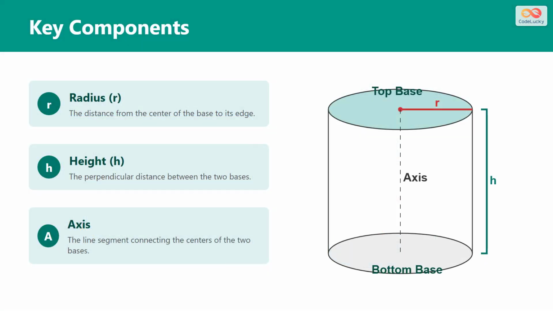Let's look at the parts. We have the radius, represented by r, which is the distance from the center to the edge of the base. We have the height, h, which is the distance between the bases, and we have the axis connecting the centers.